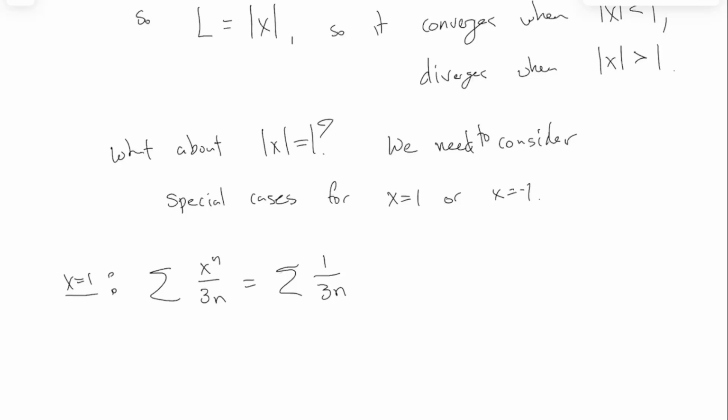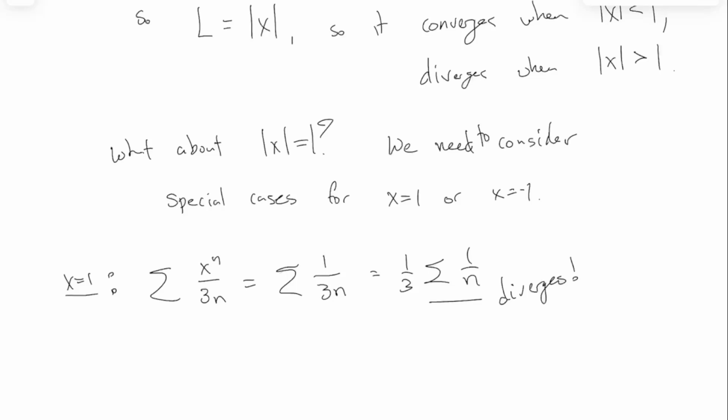Yeah? Why do you say it diverges? Yeah, because this is like a p series. Like that 3 in the bottom, you could, if you like, factor it out. And then this right here is the harmonic series, or you could say the p series with p equals 1, which diverges. All right, so for x equal 1, it diverges.